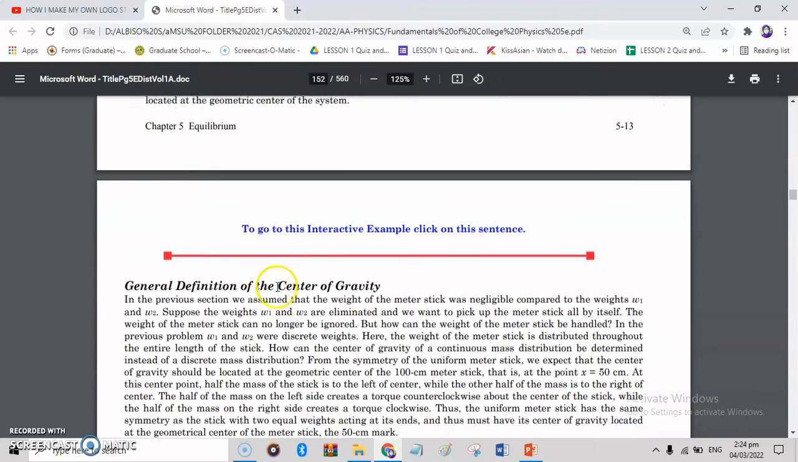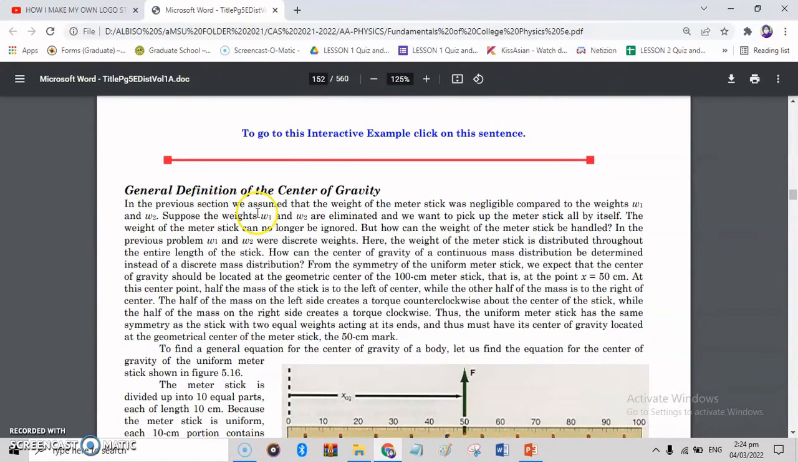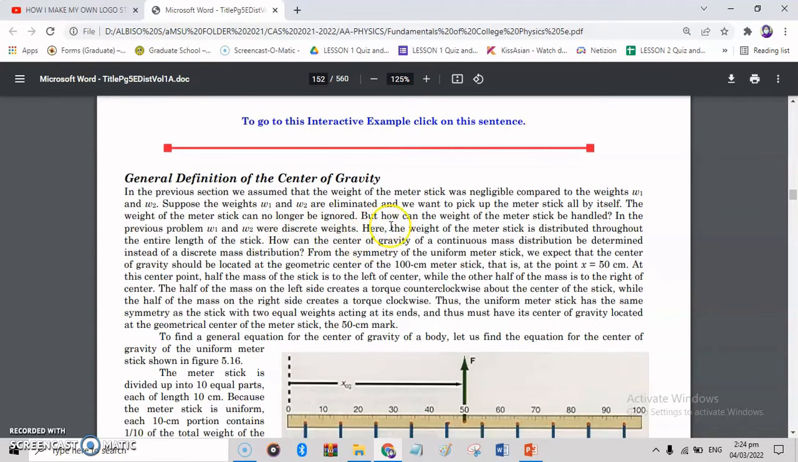Now, the general definition of the center of gravity. In the previous section, we assumed that the weight of the meter stick was negligible compared to the weights W1 and W2. Suppose the weights W1 and W2 are eliminated and we want to pick up the meter stick all by itself. The weight of the meter stick can no longer be ignored. But how can the weight of the meter stick be handled? In the previous problem, W1 and W2 were discrete weights. Okay? Here, the weight of the meter stick is distributed throughout the entire length of the stick. How can the center of gravity of a continuous mass distribution be determined instead of a discrete mass distribution?